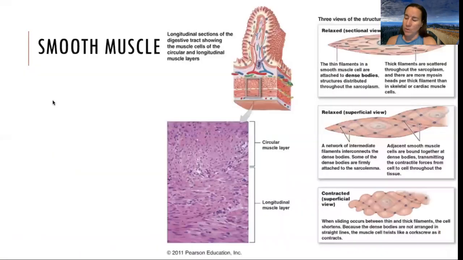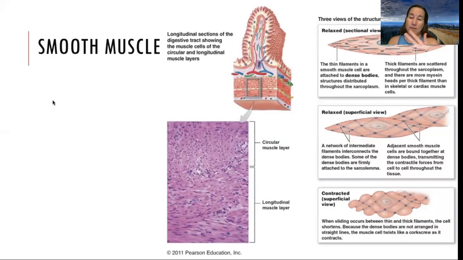Smooth muscle, what are its characteristics? Involuntary. We don't tell the vasculature to vasodilate or vasoconstrict. We're not telling our digestive system to move the food that I just ate for dinner down my digestive tract. No, it does it all by itself. It's involuntary. It is going to have no striations. It is not striated. And we're going to go into that in a second.